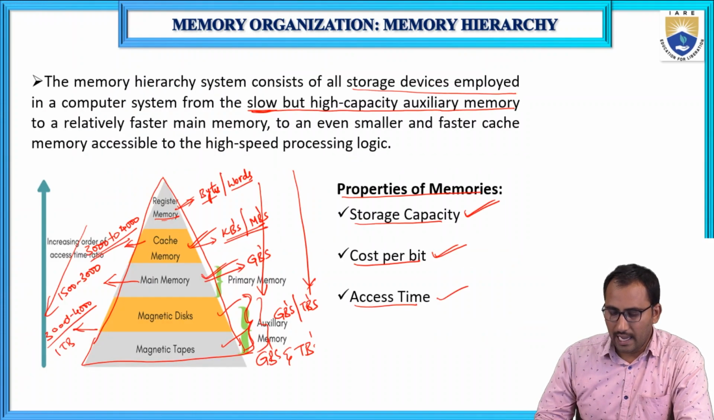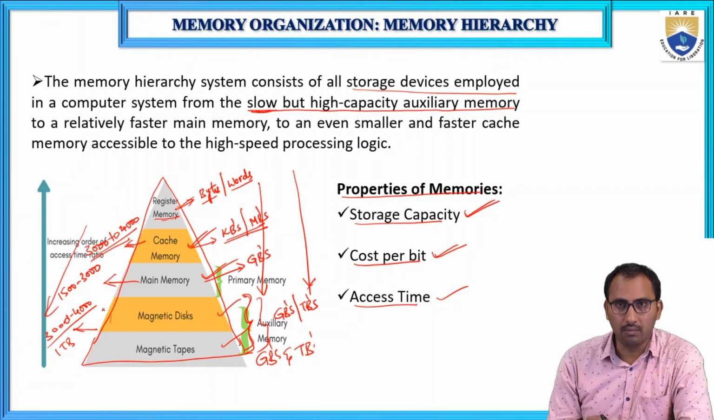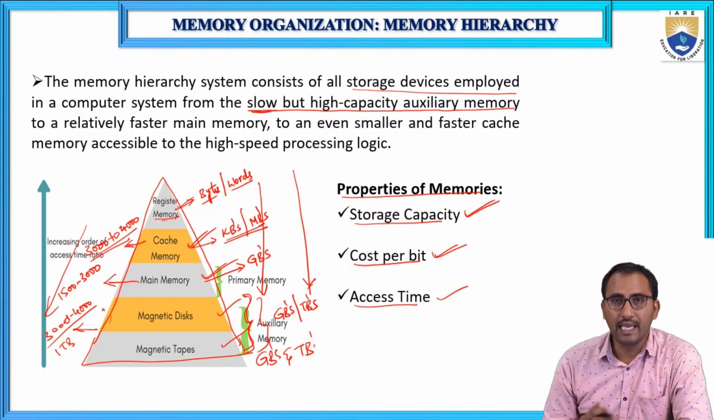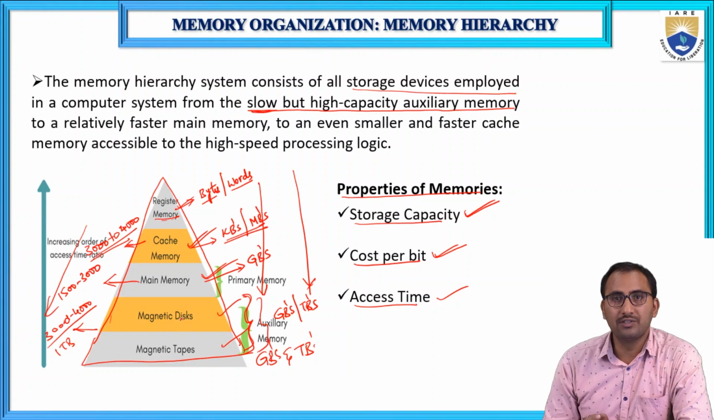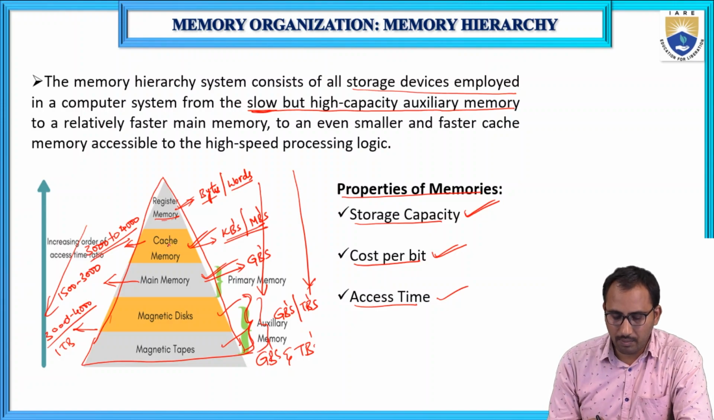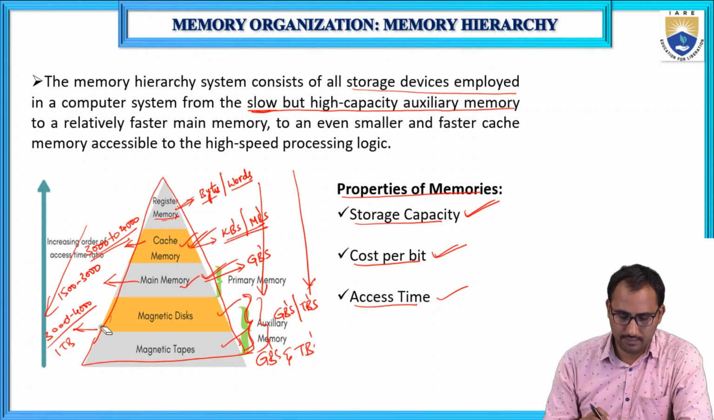As one moves from the top to the bottom, the access time increases, because auxiliary memory devices are very slow. That means they need more access time. Cache memory and main memory take very little time to access the data, because their access times are very low.